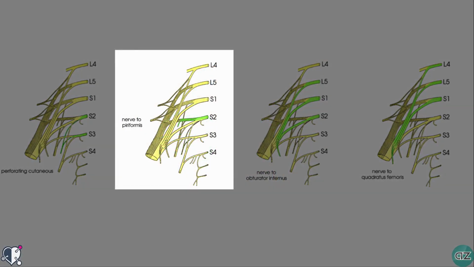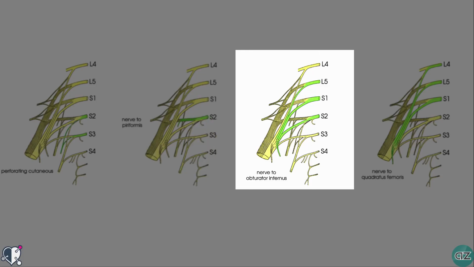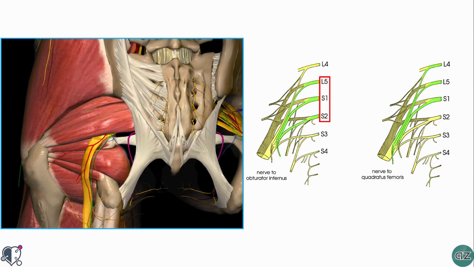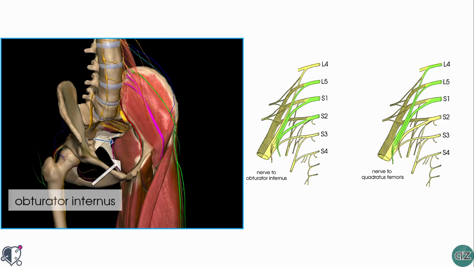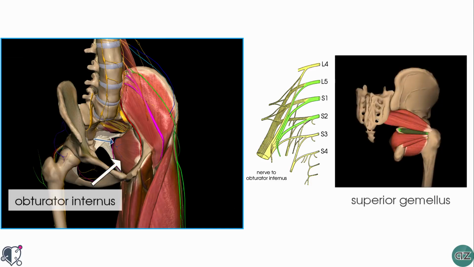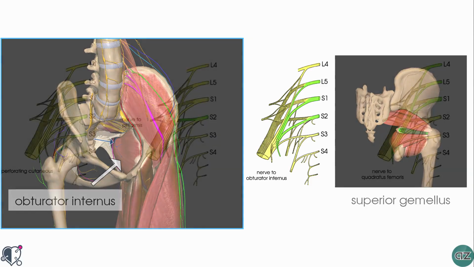The nerve to piriformis is formed from S2 and occasionally from S1, innervating the piriformis muscle directly. The nerve to obturator internus originates from L5 to S2, and like the pudendal nerve, it exits the pelvis via the greater sciatic foramen, loops around the sacrospinous ligament, and re-enters via the lesser sciatic foramen to directly innervate the obturator internus muscle and also the superior gemellus.